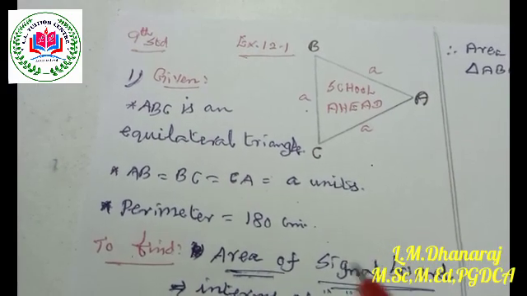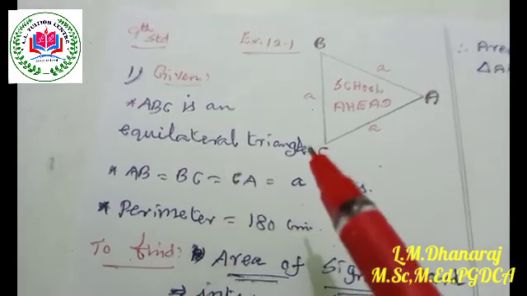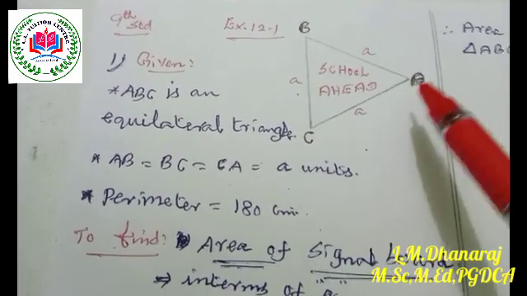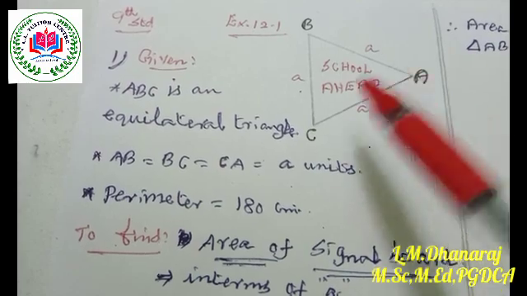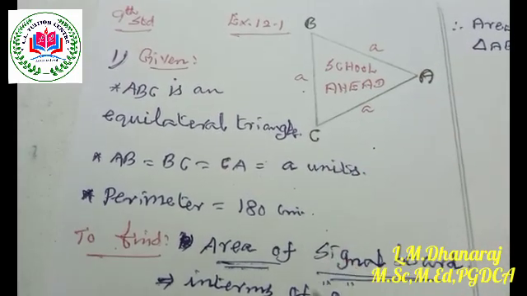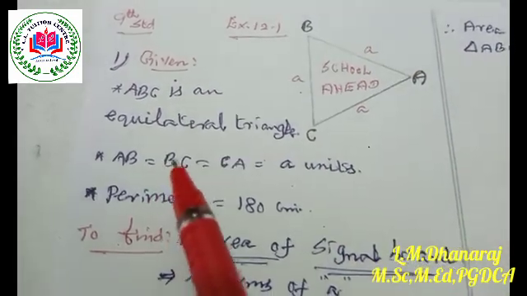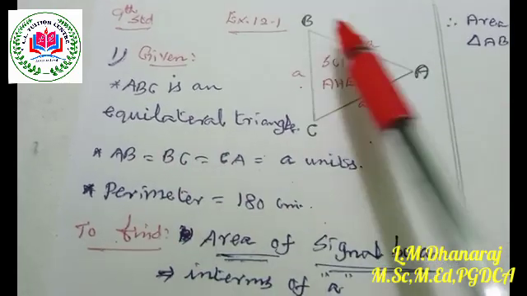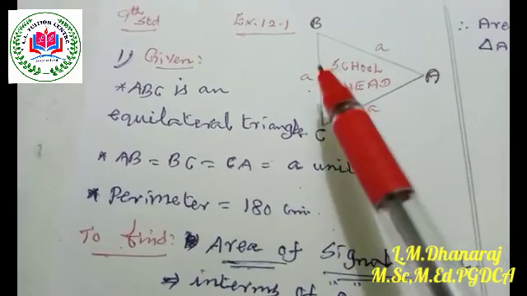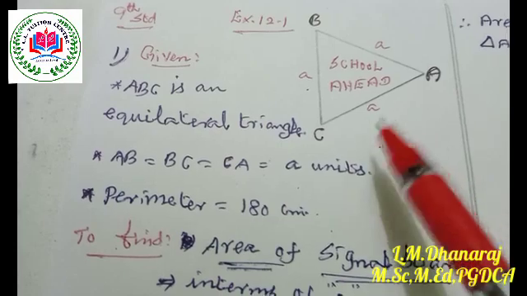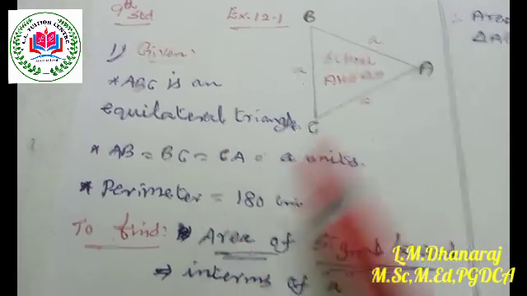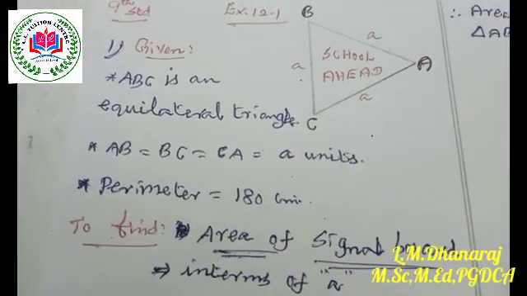Exercise 12.1, the first sum. There is a signal board, school ahead. It is in the form of a triangle. Now the side AB is equal to a units, BC is equal to a units, and CA also is a units. The perimeter of the triangle is 180 centimeter.